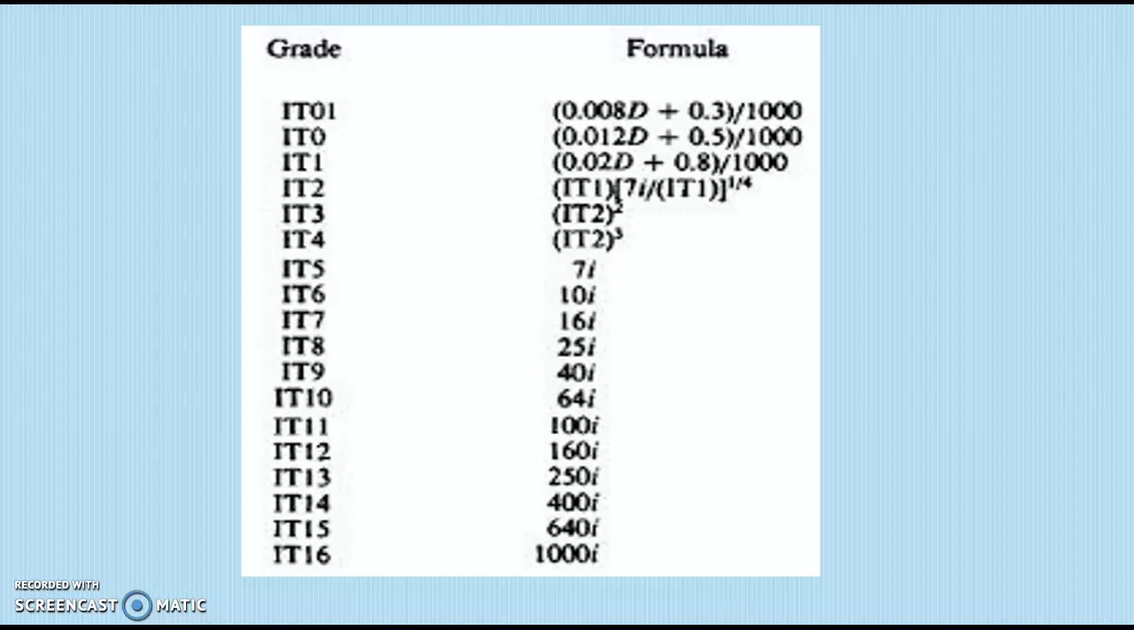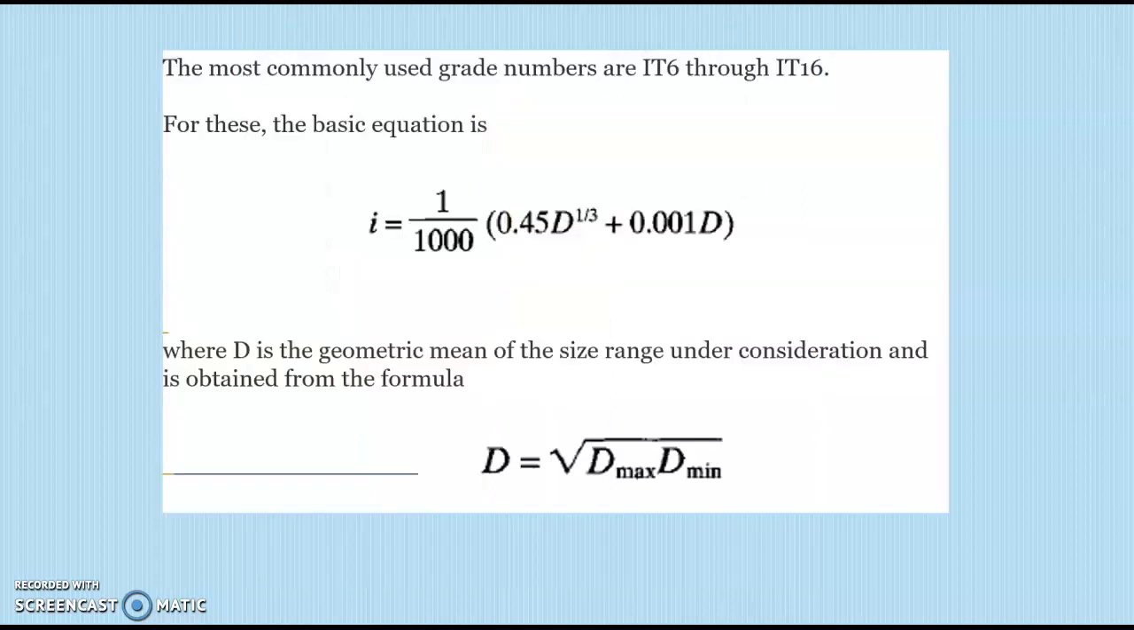For determining the value of grade from IT01 to IT16, we are using equations like this. Based on these equations, we are finding the grade in microns. The most important grades are IT5 to IT16. For IT5 we have to use the equation 7i. Then for IT6 it is 10i, and so on. So we need to find what this i is. i is given by this equation.